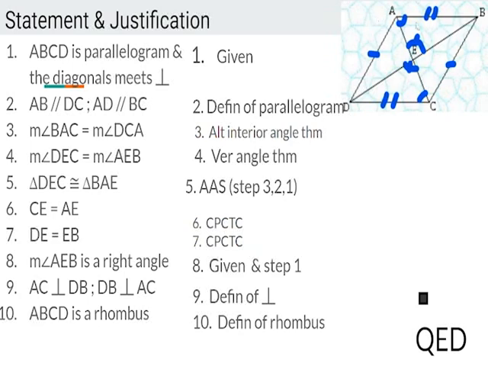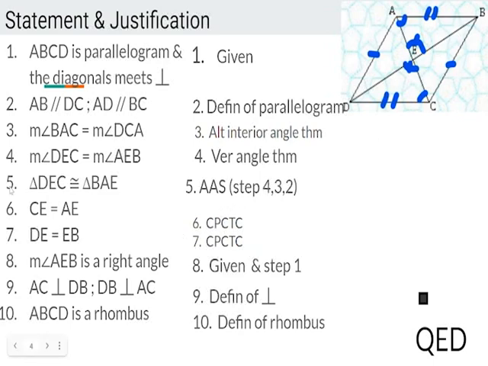So here we have: 1. ABCD is a parallelogram. Why? Because of the given. 2. AB is parallel to DC, as well as AD is parallel to BC. Why? Definition of parallelogram. 3. Angle BAC is equal to the measure of angle DCA. Why? Alternate interior angle theorem. 4. Angle DEC equals the measure of angle AEB. Why? Vertical angle theorem.